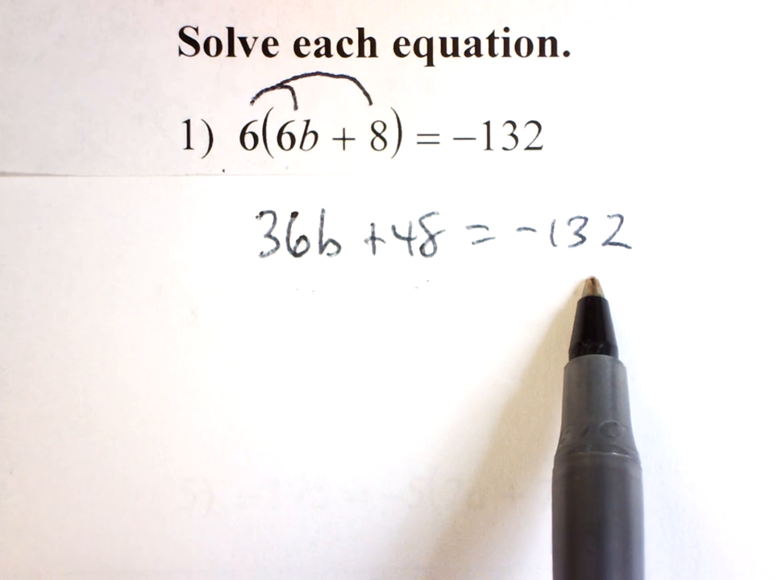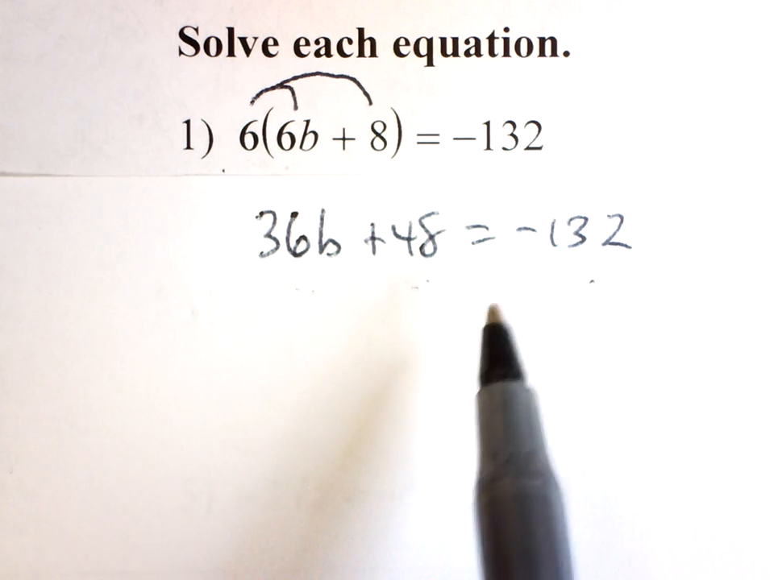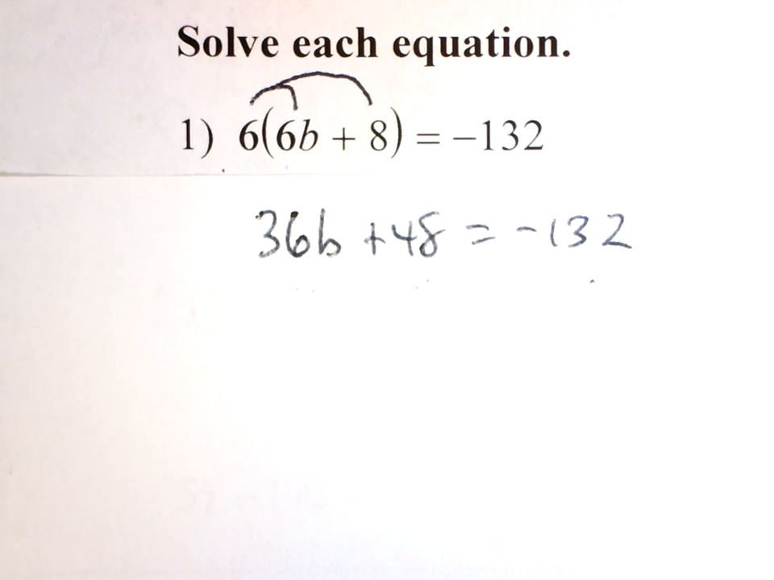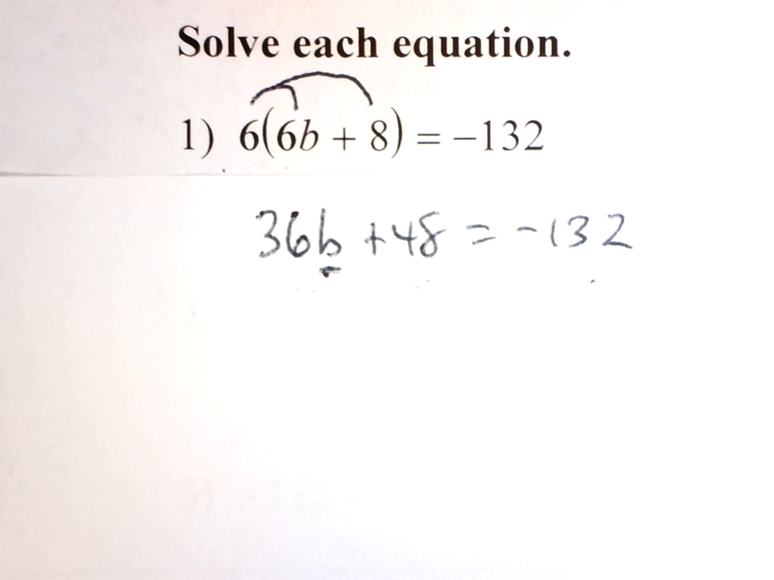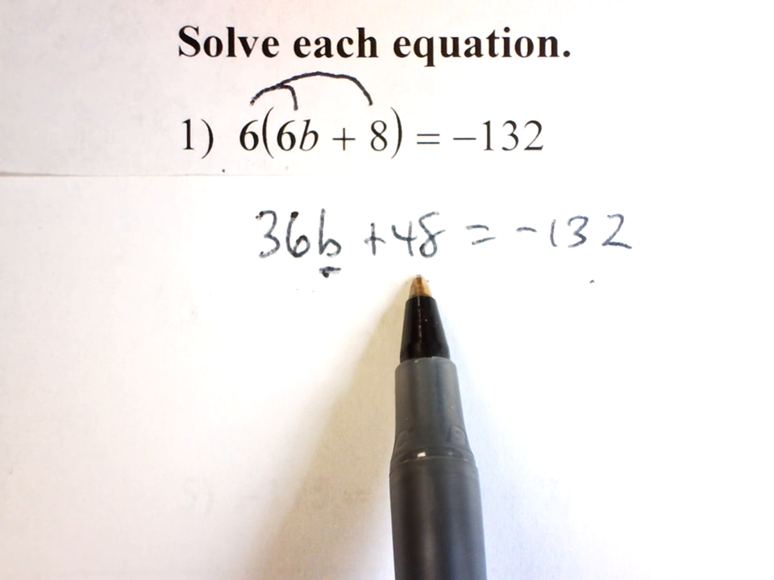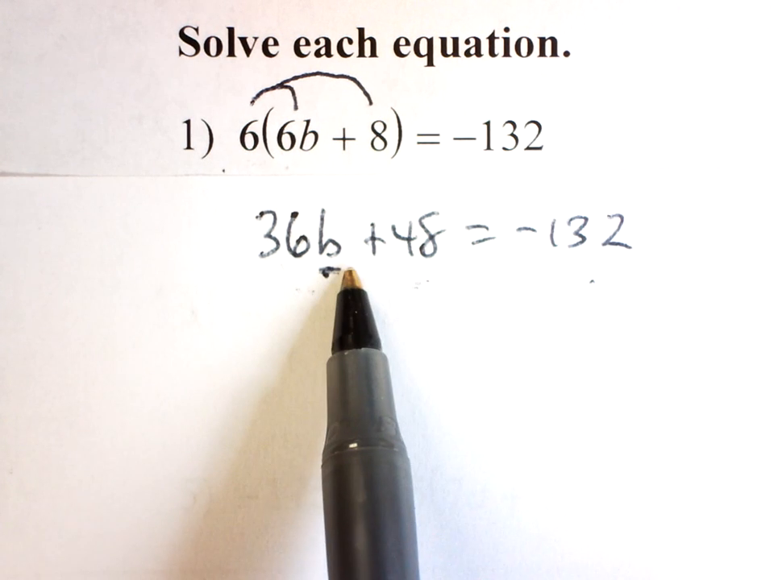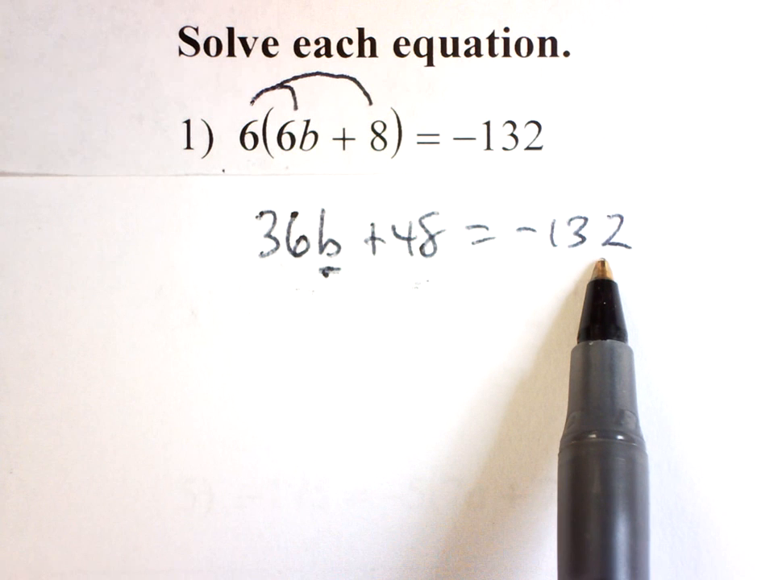So now it's time for me to start moving stuff across the equal sign. And I'm trying to get everything away from my letter. This b is what I'm trying to get by itself. I want that b all by itself. And over there next to the b, I have this plus 48. And I have this 36 that's being multiplied by the b. And I'm trying to get everything on the other side. I want the b all by itself. Notice this negative 132 is already all by itself.